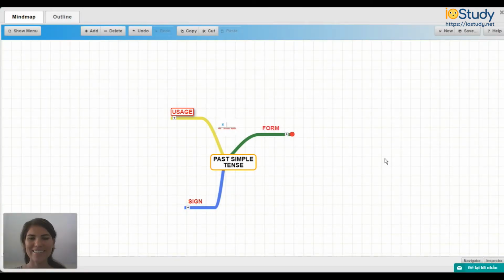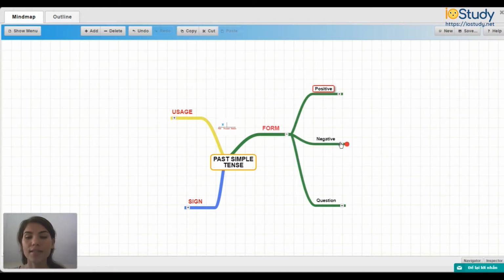Hello everyone, this is Danielle again talking about English grammar, and today we're going to talk about the past simple tense. So as you can see on the mind map, we will talk about the form of the past simple tense, the usage, and some signs to know if it's the past simple tense. So first, let's talk about the form.